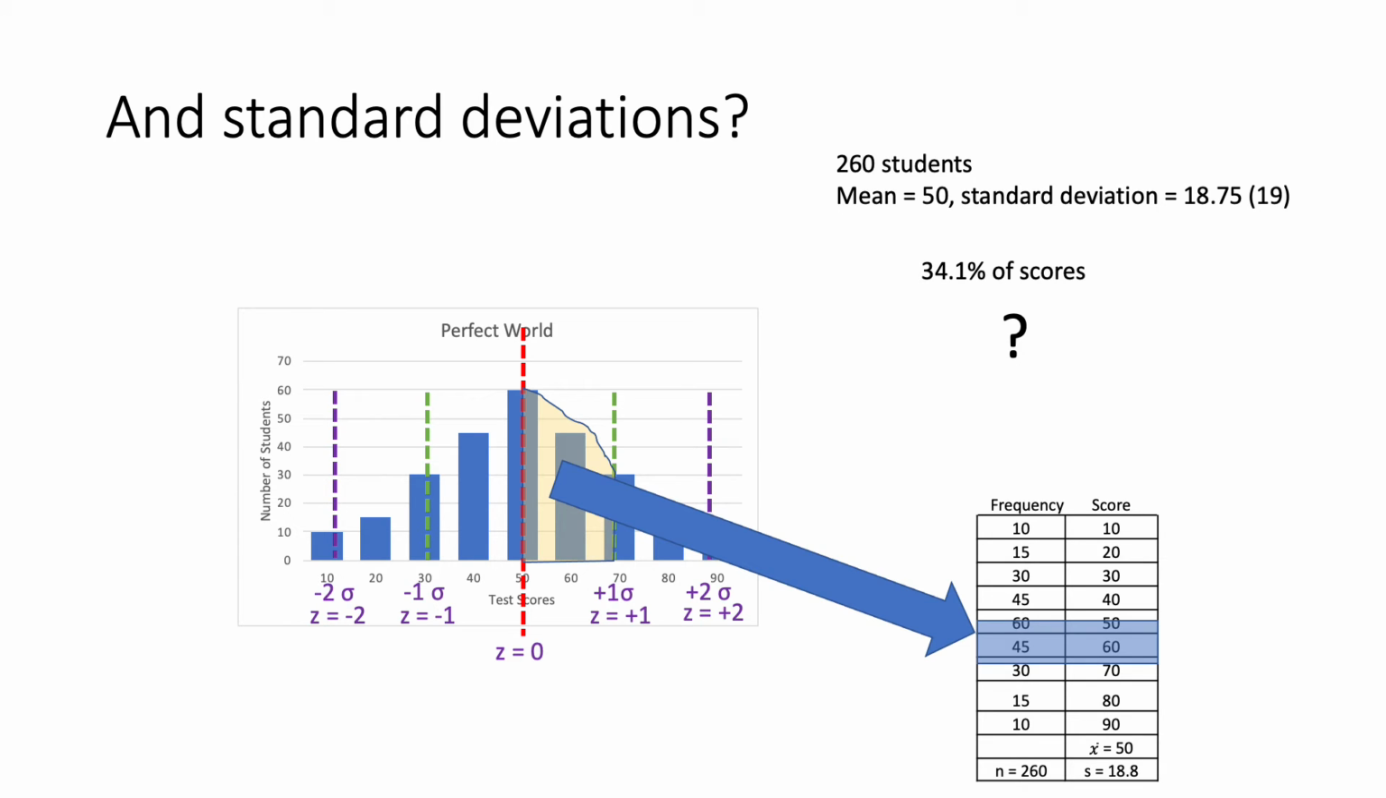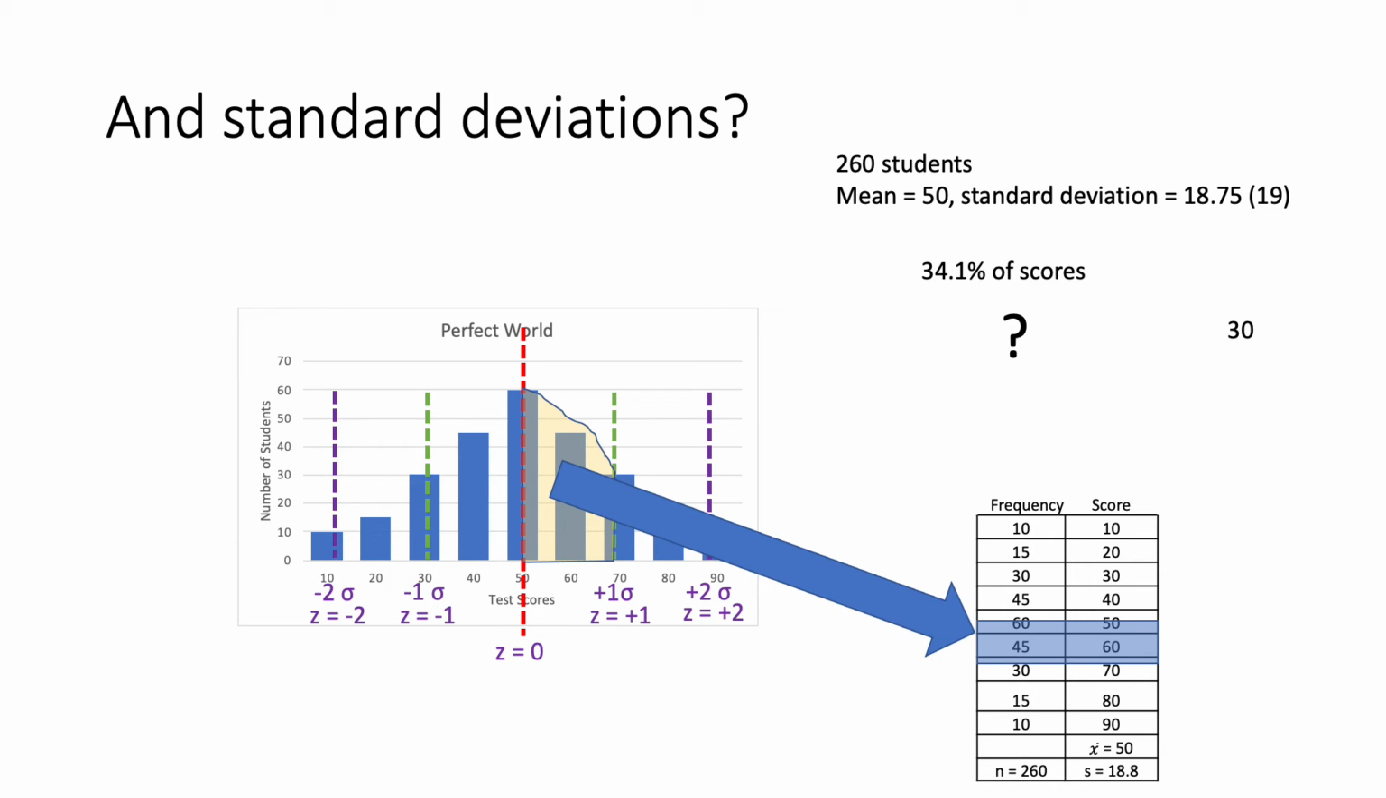Okay, so we're looking at all the scores between almost up to 70, 69, and halfway through 50, because you would think that half of the scores in the middle would fall above 50 and half would fall below. So we're going to cut it right in the middle where our mean is. Okay, let's add those up.